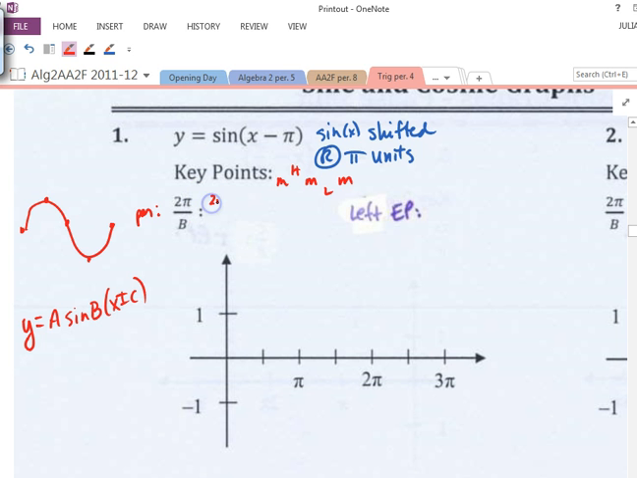What if the A is that like the vertical stretch? Yes. So really we're not stretching anything. The only thing we're changing is we're shifting. The period is still 2 pi. The period hasn't changed at all, right? Because B is still 1.